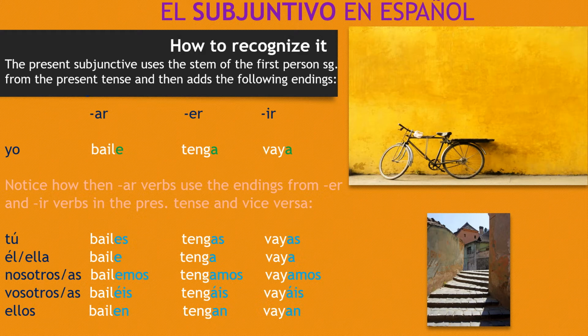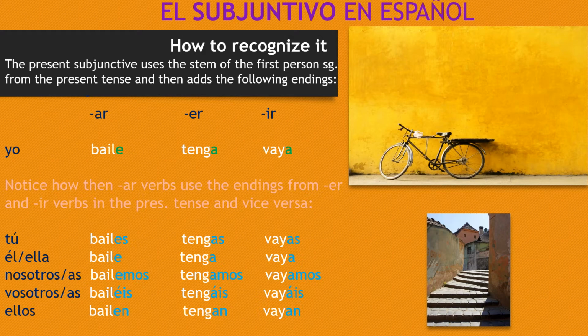For ER, tengo, tener, okay, to have. Notice it keeps that stem, that irregular stem from the present tense, tengo, I have. So, que tú tengas, que él o ella tenga, que nosotros tengamos, que vosotros tengáis, que ellos tengan. For ir, to go, que yo vaya, that I go.